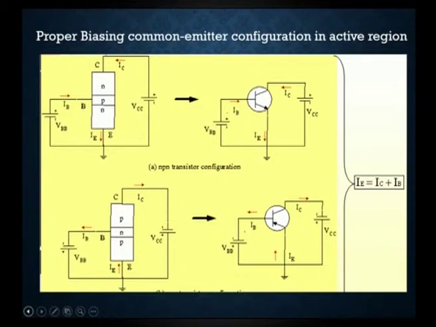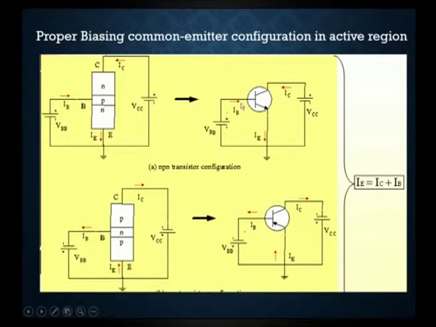So, how are we going to bias an NPN transistor for a common emitter configuration? An NPN transistor has three layers of n type, p type and n type materials. Here the emitter terminal is common for both input and output, and this emitter terminal is grounded. This shows the common emitter configuration in the active region.